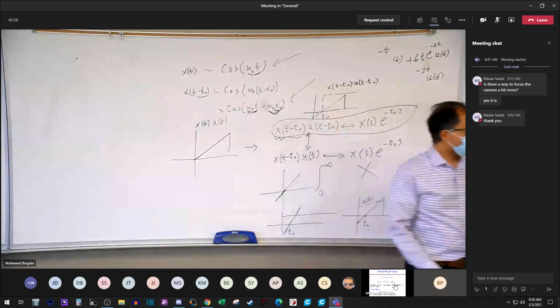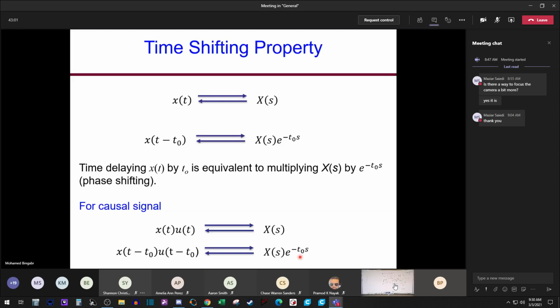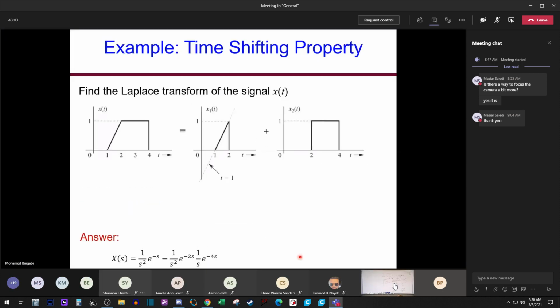Let's look at this example. Here we're going to use linearity and the time delay property. So we have this signal, and we need to find the Laplace transform. Well, we can carry out the integral and find the Laplace transform, and these signals are not really that difficult. Or I can break this signal into two simple signals.